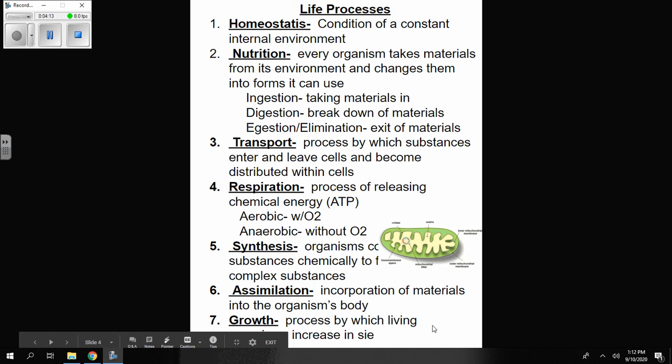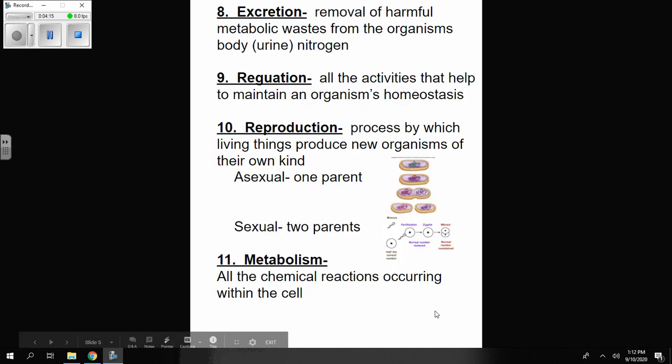Growth, the process by which organisms increase in size. Excretion, the removal of harmful metabolic waste from the organism's body, urine, nitrogen. So what's toxic for us is nitrogen. It comes in on protein. We do not store this. We want to excrete it as urine. Regulation, all the activities that help to maintain an organism's homeostasis. So our bodies are constantly regulating, overall regulating.